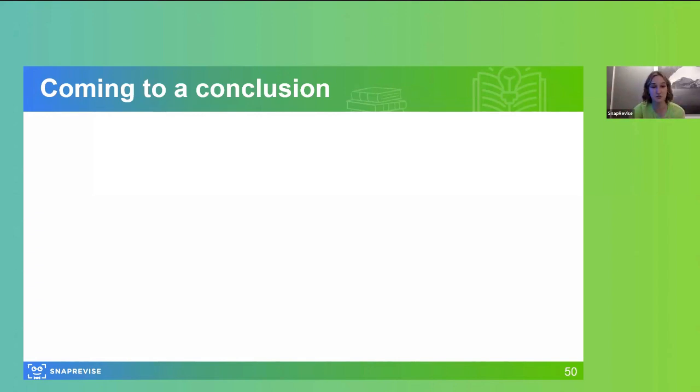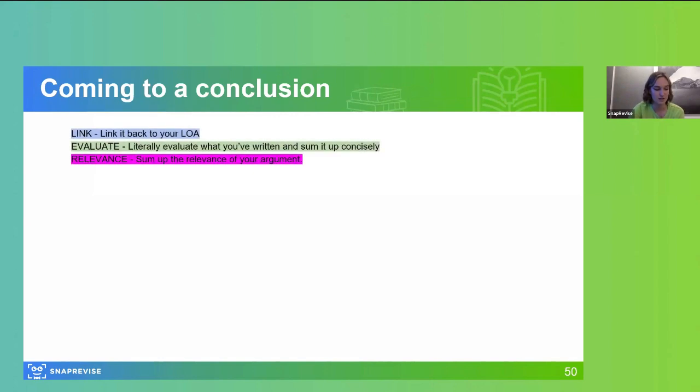But for a structure for your conclusion, always think about assessing your line of argument. That's the important thing. So this would be the structure: link, evaluate, and relevance. So link it back to your line of argument, evaluate what you've written and sum it up, and then sum up the relevance of your argument. The examiners always want to see critical thinking and awareness of the context. So again, it's something to bring into your conclusions as well.